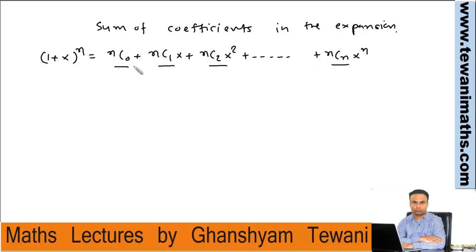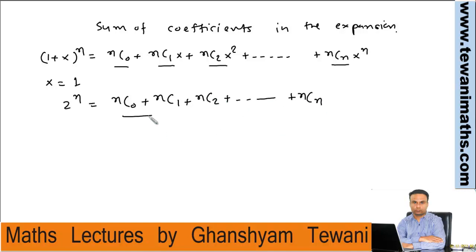If we want to find sum of these coefficients, we must put x equal to what? How do we get nC0 plus nC1 plus nC2 up to nCn? What should we put x equal to? We put 1. Then putting x equal to 1, we have LHS 2^n and RHS nC0 plus nC1 plus nC2 up to nCn. So this is sum of coefficients in the expansion of (1 + x)^n.